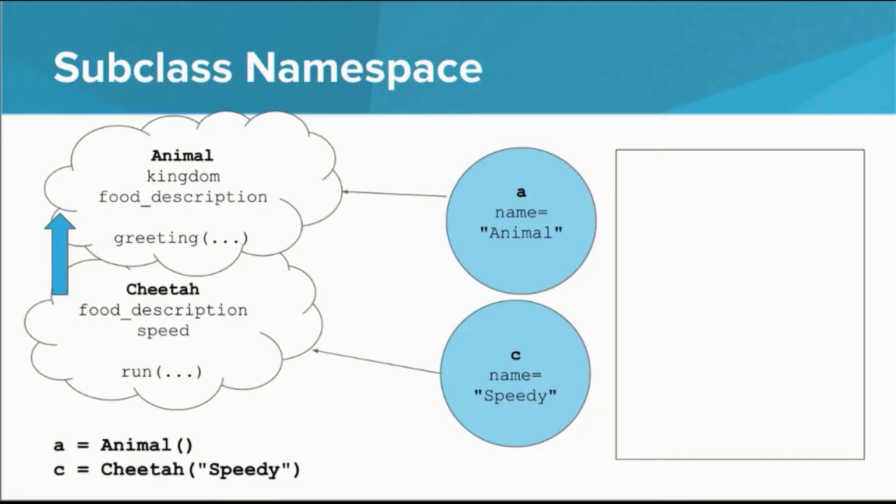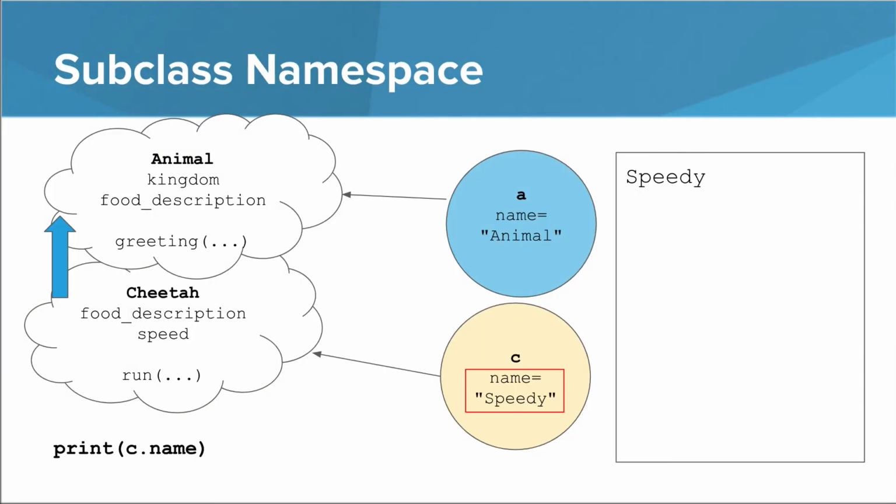Now what if we have objects of these classes? If we have an animal object A and a cheetah object C, there's different names that exist inside each of these objects. So here we have an animal with the name animal and a cheetah C with the name Speedy. If we print out c.name, it immediately finds it on the C object and prints out Speedy. If we try to print out c.speed, well, speed doesn't exist at the object level, but it does exist at the class level. So it'll hop up to the class cheetah and find the cheetah speed, which is 75.